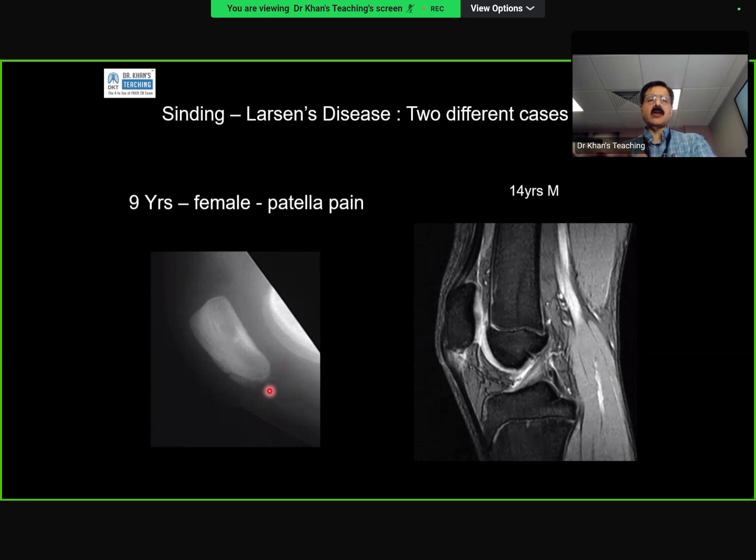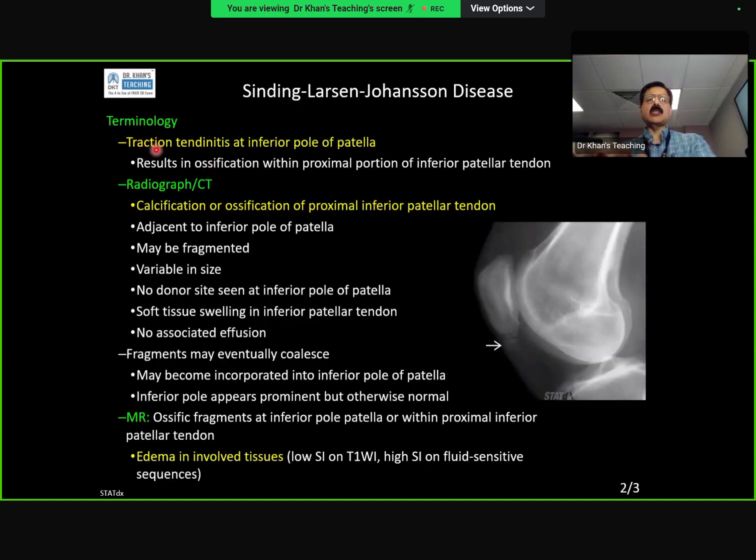Here, if you see, there is fragmentation of the inferior pole. And on MR, this is a different case, by the way. We can see that this is the patellar tendon, and this is the origin at the patella where there is a lot of edema. So what is this?